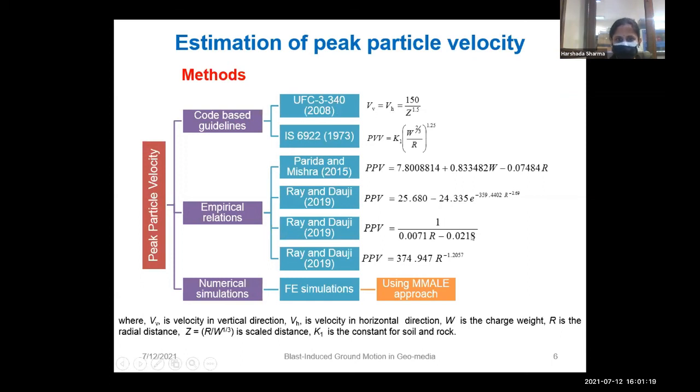standard. In the empirical relations given by various researchers, they have developed their own formulations to find out the PPV in various geomediums. Here the PPV or VS is the velocity in the vertical direction, VH is the velocity in the horizontal direction, W is termed as the charge weight, Z is the radial distance, and K is the constant, which is a very important parameter for soil and rock.